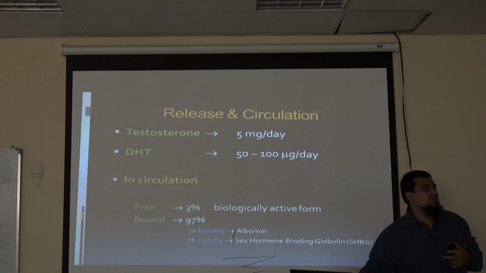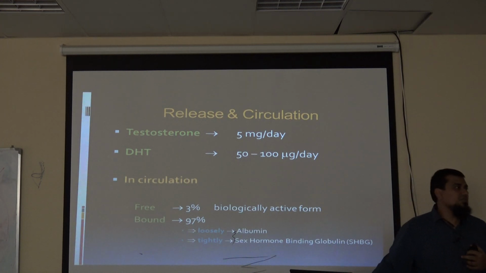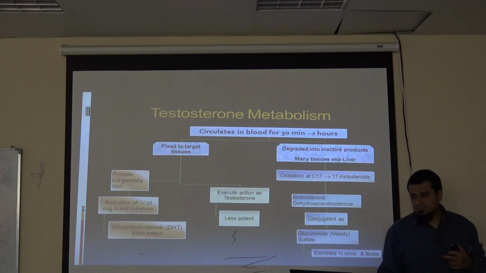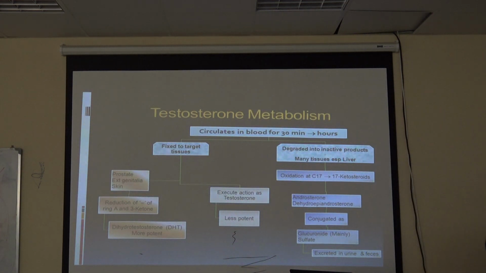Which form is the biologically active form? The free form or the bound form? The free form is the active form. Now, after they are released in the blood, they circulate in the blood for about 30 minutes. Clear?